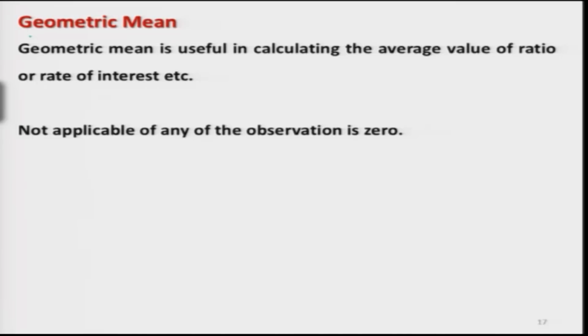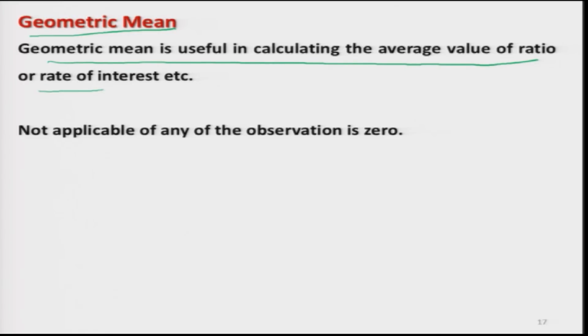And now, I will try to address 2 more tools, geometric mean and harmonic mean, which are also 2 different measures to find out the central tendency of the data. So, first I try to address geometric mean. Geometric mean is useful in calculating the average value of ratios or rates of interest in, say, banking and in the finance sector and so on.